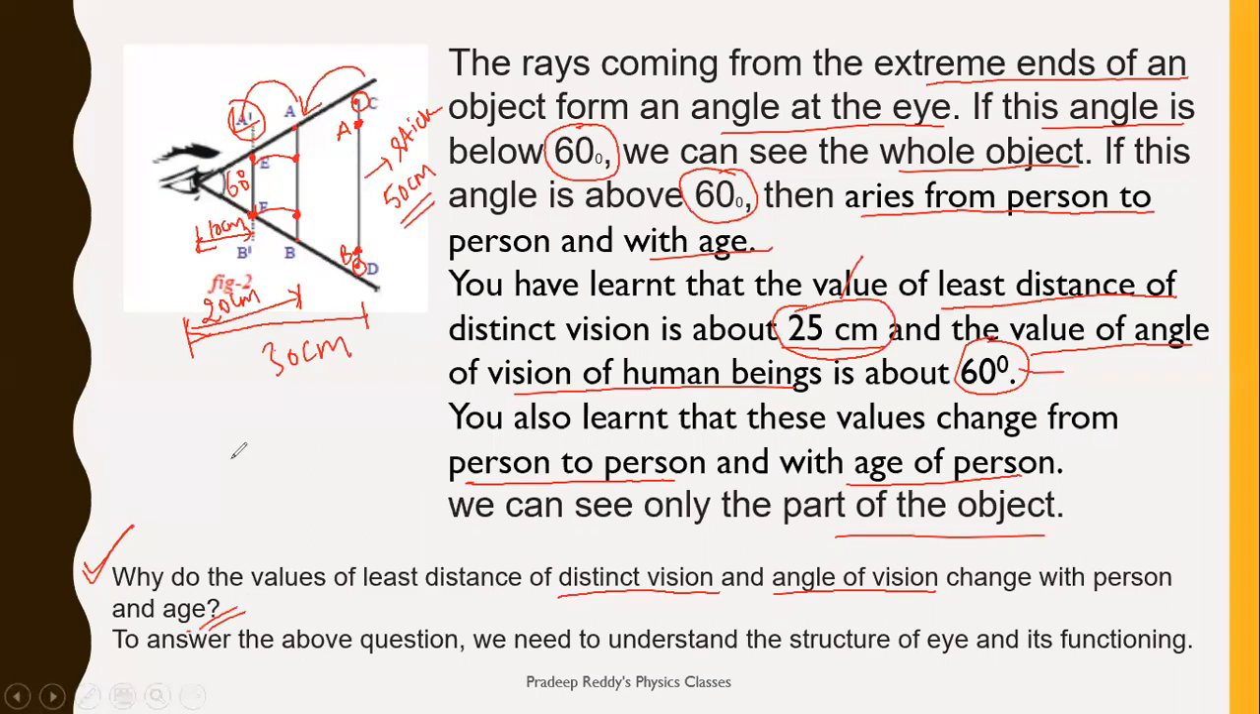That is one question. Now, in order to answer this question, we need to go beyond, and in the coming slides, we will be learning about the functionality of our eye, and with that, we can answer these questions: why the values of least distance and angle of vision vary from person to person. That we will be able to answer in the next coming slides.